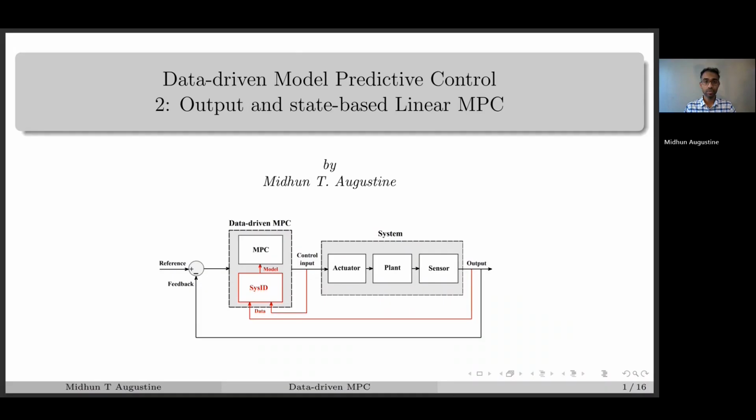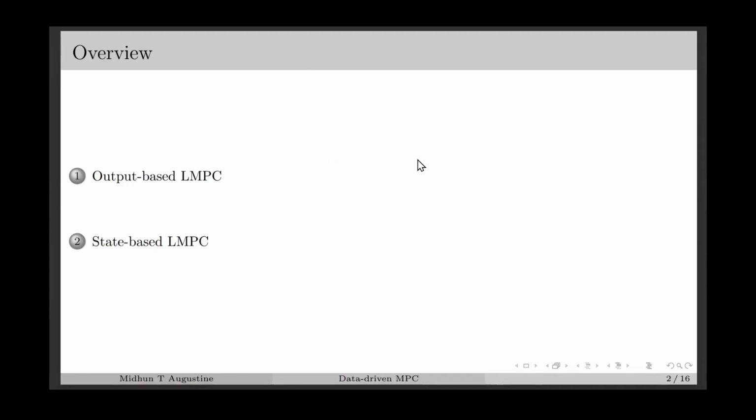In this lecture, we will be reviewing some basic concepts from conventional linear MPC, where we discuss the output and state-based linear MPC formulations. Here is the overview of this lecture. We will be starting with output-based linear MPC and its formulation. Then we move on to state-based LMPC.